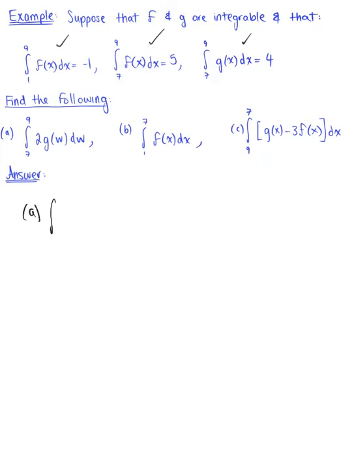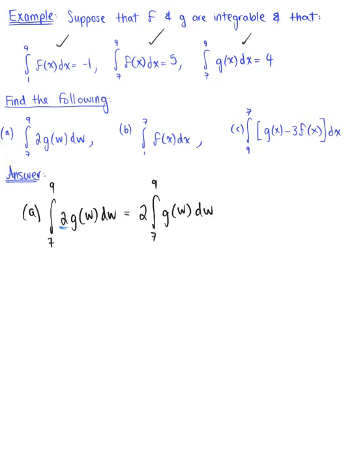Part A, find the value of the definite integral from 7 to 9 of 2 g of w dw. The first thing I'm noticing is this constant 2. Let's pull that out in front. By the constant multiple rule, we have 2 times the definite integral from 7 to 9 of g of w dw.